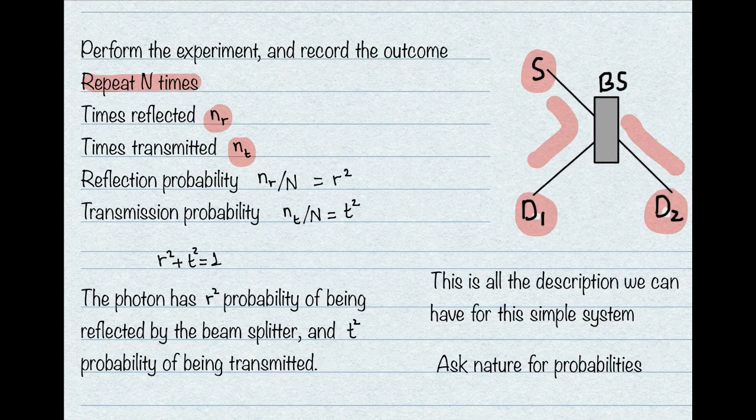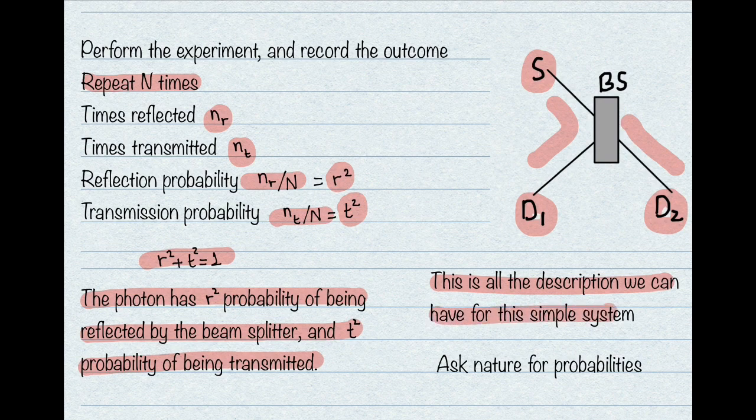In the limit of large n, the ratio NR over n is the reflection probability and NT over n is the transmission probability. Let's write these two as R squared and T squared. Obviously, we have R squared plus T squared equals 1. In this way, we have established that for this beam splitter, a photon has R squared probability of being reflected and T squared probability of being transmitted. This is all the description we can have for this simple system. We also see that in the quantum world, we can probe nature by asking for the probabilities of different events instead of asking which event will occur.